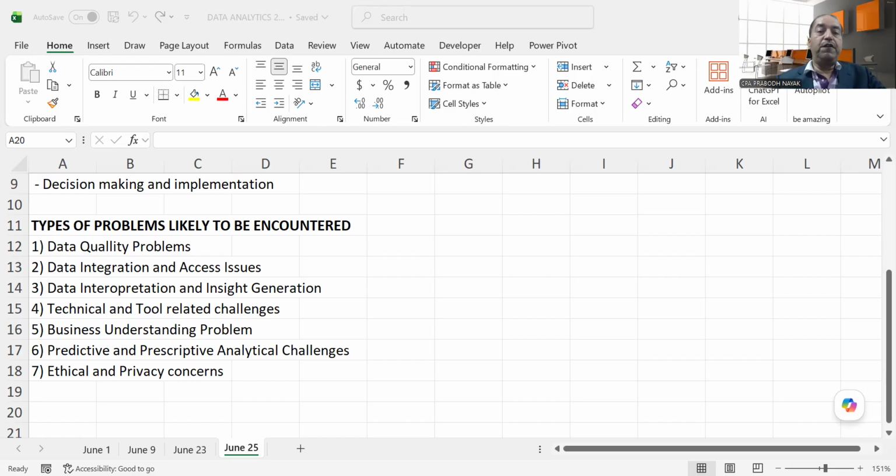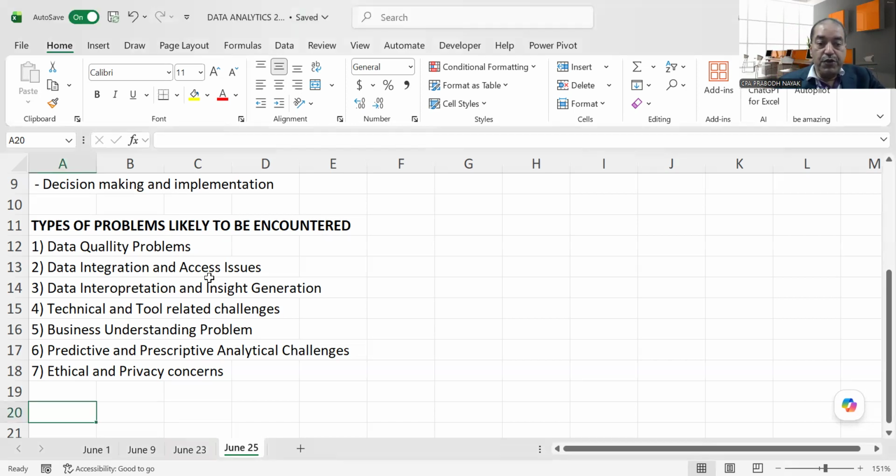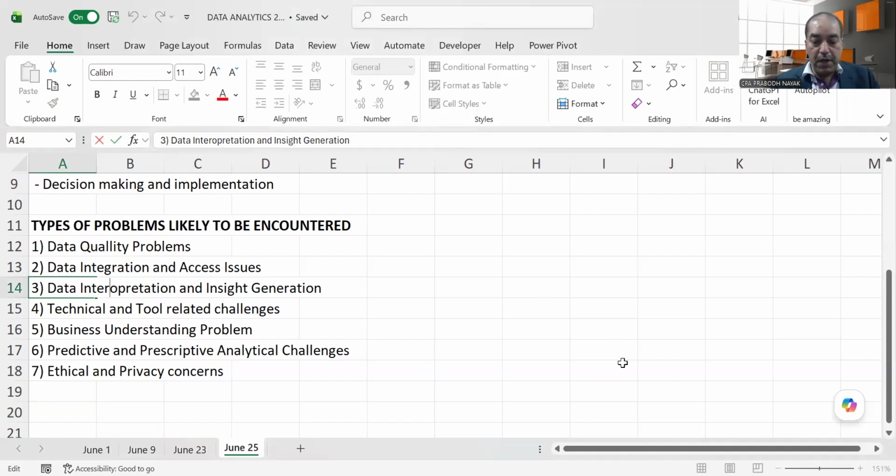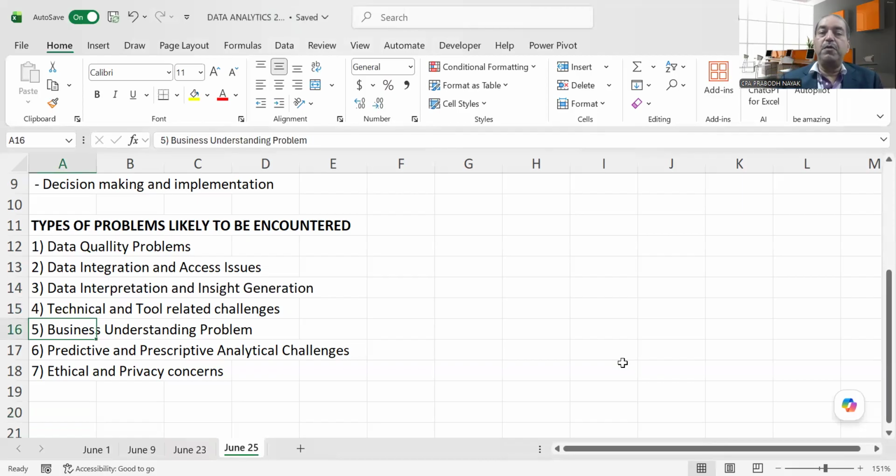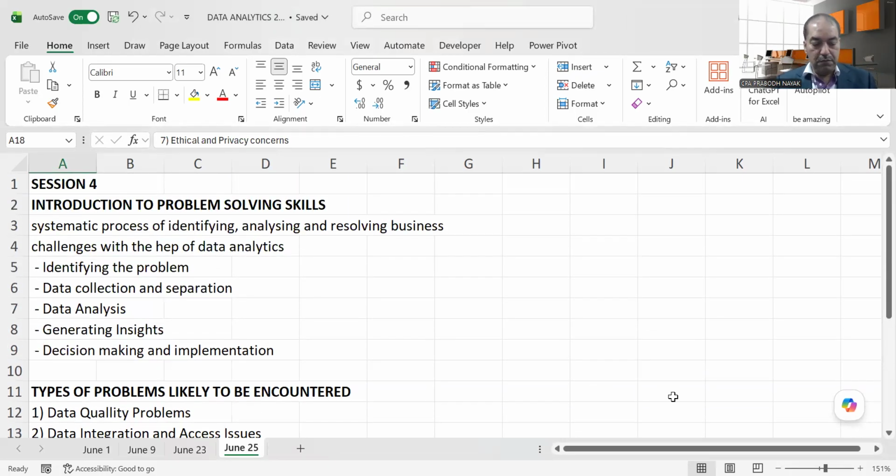So these are the things you have to know as far as the types of problems are concerned. We have seen data quality problems, data integration and access issues, data interpretation and insight generation, technical and tool-related challenges, business understanding problems, predictive and prescriptive analytical challenges, and ethical and privacy concerns. Any difficulty up till here? Anything that you have not understood? All points clear?